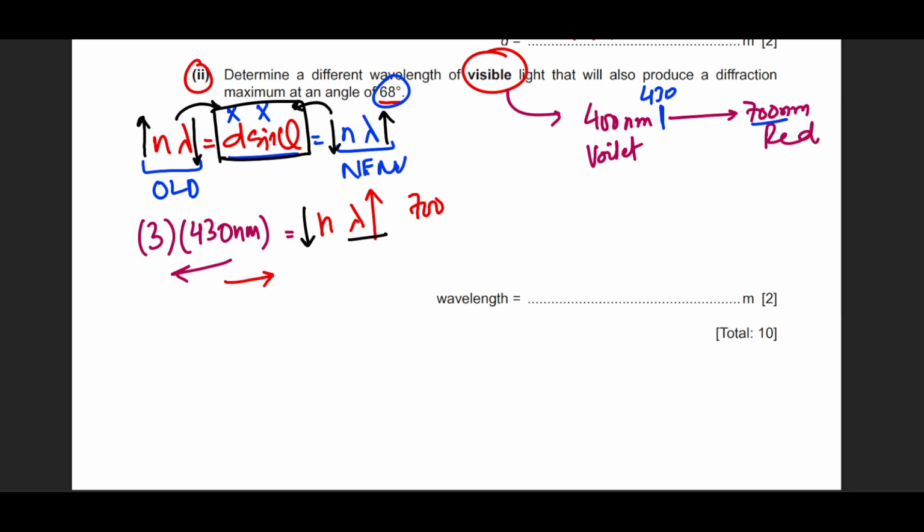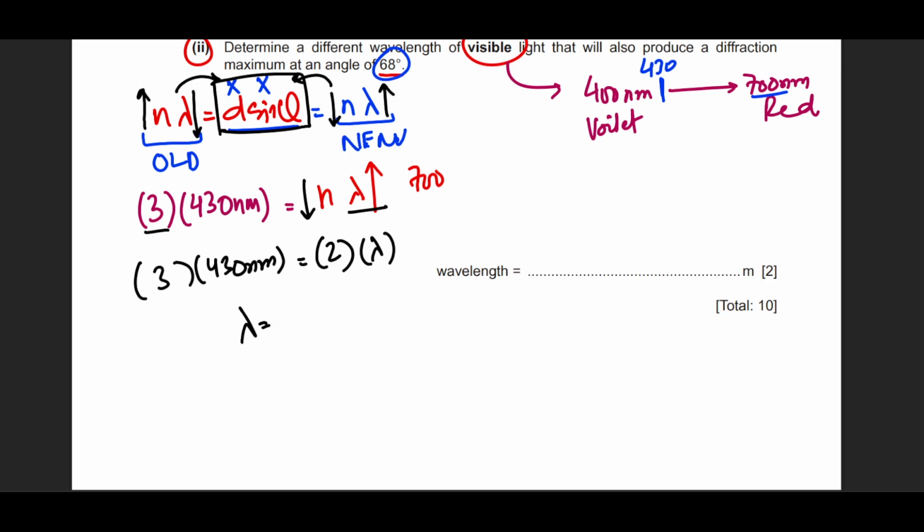So the next integer I can try for n is by reducing 3 to 2. Instead of 3, I will try 2, the second order, for another wavelength which I'm trying to find out. It's a hit and trial method, and see what happens. So this is 430 nanometers again with 3. So lambda comes out as 645 nanometers.